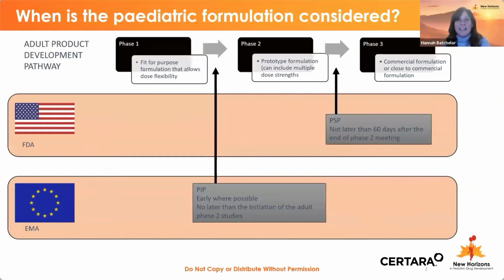What I wanted to cover firstly was a bit about when the paediatric formulation is considered in the standard development pathway. I've got a further slide on this, but I firstly wanted to put this into the regulatory context. Across the top of this slide, I've got the typical adult programme pathway where we go between phase 1, phase 2 and phase 3. And at each point, we've got relative fit for purpose formulations that exist at those time points. You can see from this that the EMA require that the paediatric formulation is considered at the end of phase 1, whilst in the FDA, it's after phase 2.